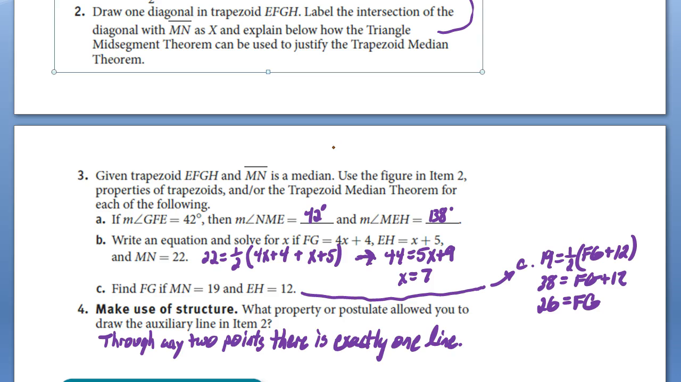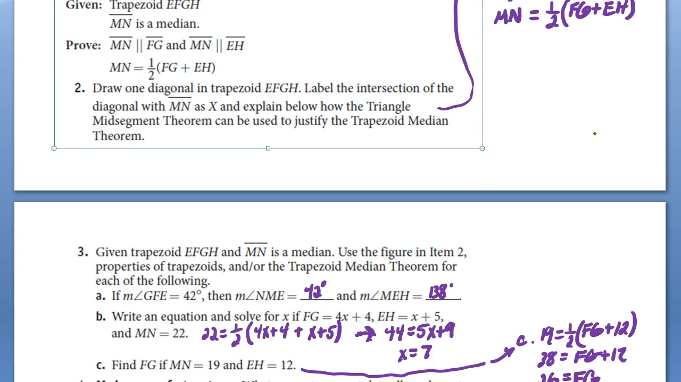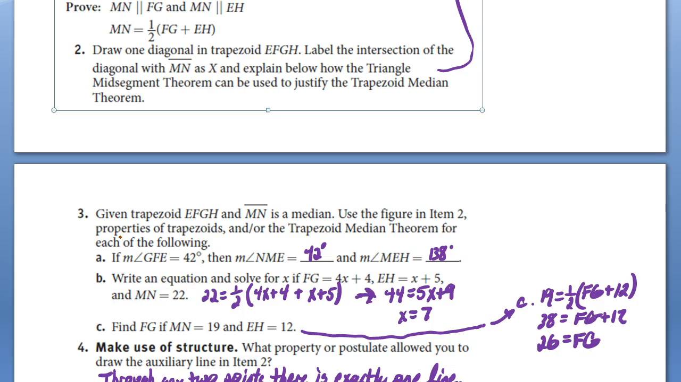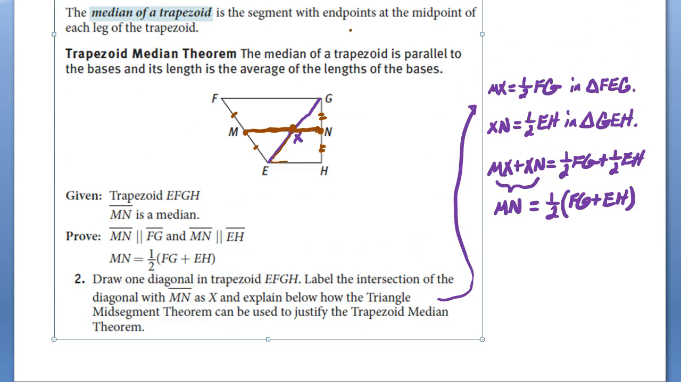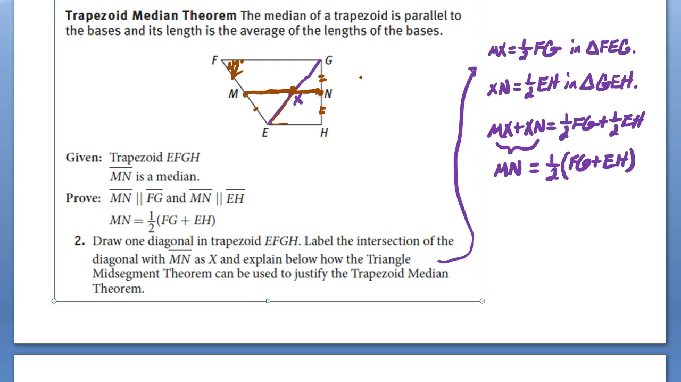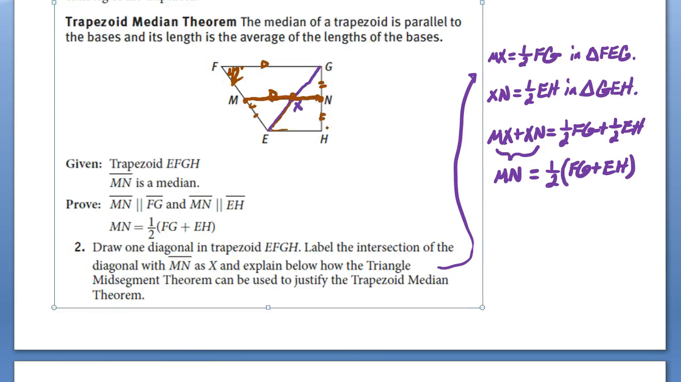Given that trapezoid EFGH and that segment MN is the median, so that same trapezoid from that figure there, let's find the following. Question A. If angle GFE is 42, then what is angle NME? So NME, this angle right here. Well, because these are parallel and these angles are corresponding, that's 42 degrees as well.